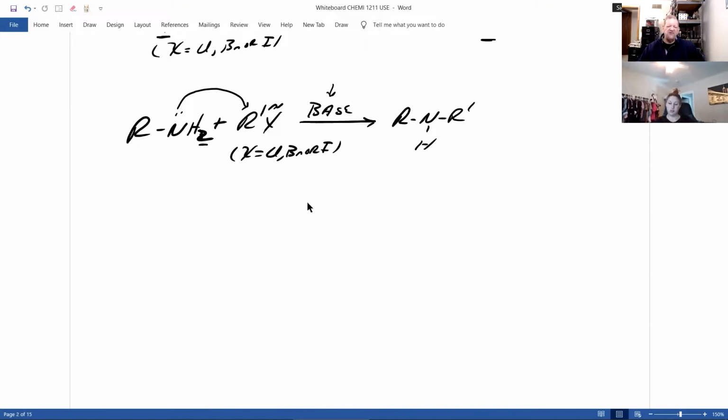It doesn't matter which side you put R and which side you have R prime. One side has R, the other has R prime, and you also have a hydrogen because in the amines there's 3 bonds to nitrogen.